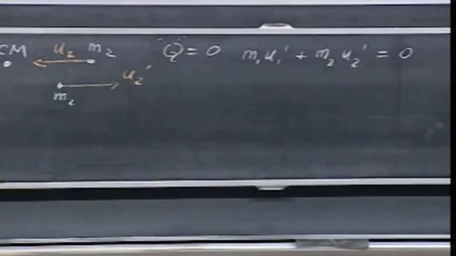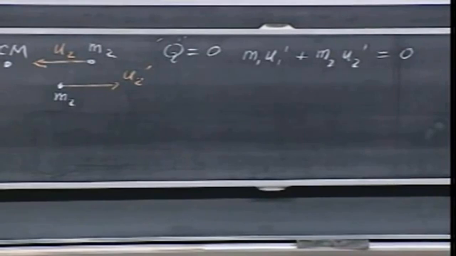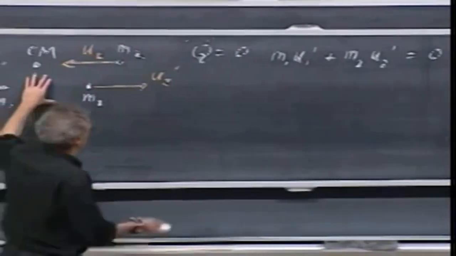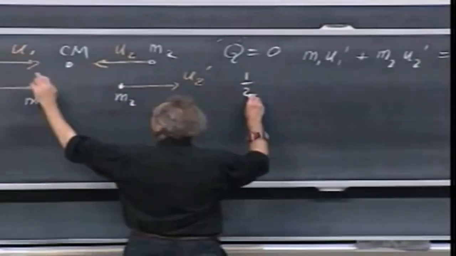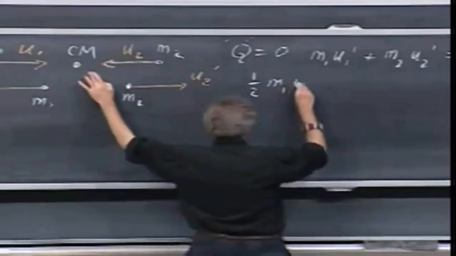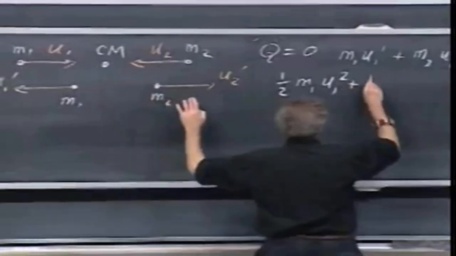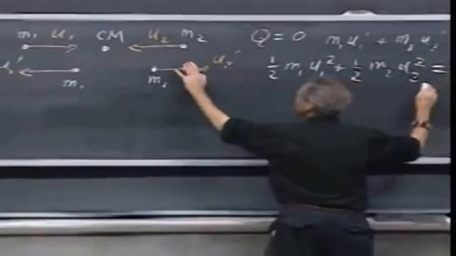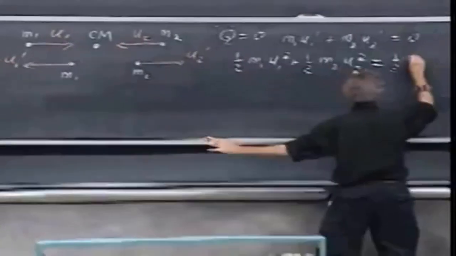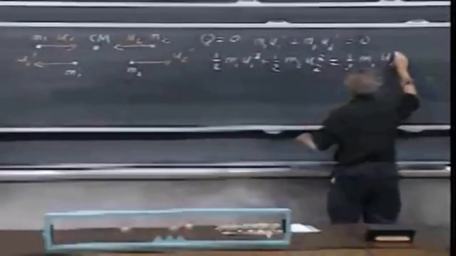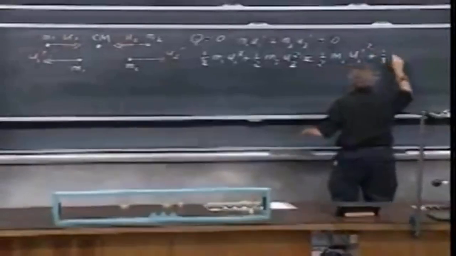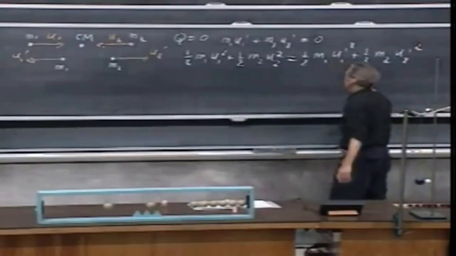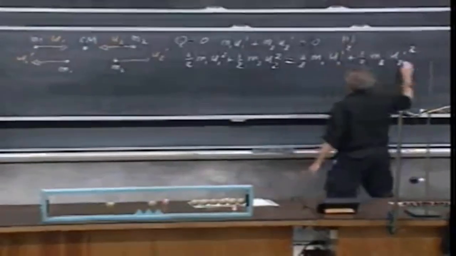I told you I chose the case of a completely elastic collision, Q is zero, and so kinetic energy must be conserved. So I have, before the collision, 1/2 m1 u1 squared plus 1/2 m2 u2 squared, and after the collision I have 1/2 m1 u1 prime squared plus 1/2 m2 u2 prime squared. Kinetic energy before, kinetic energy afterwards. Equation 1, equation 2.